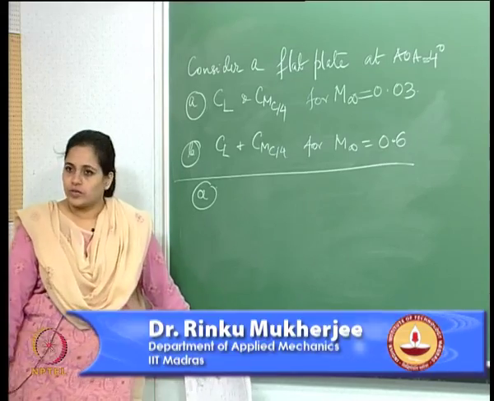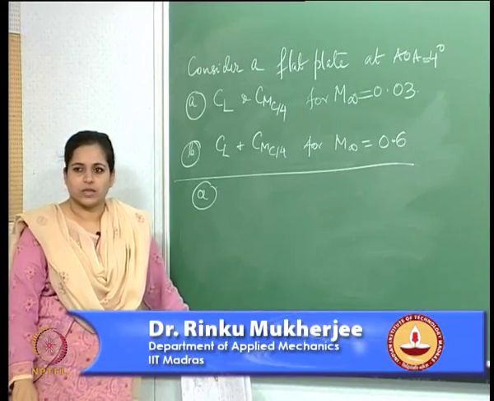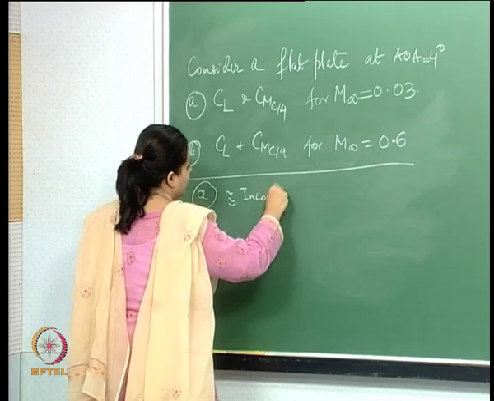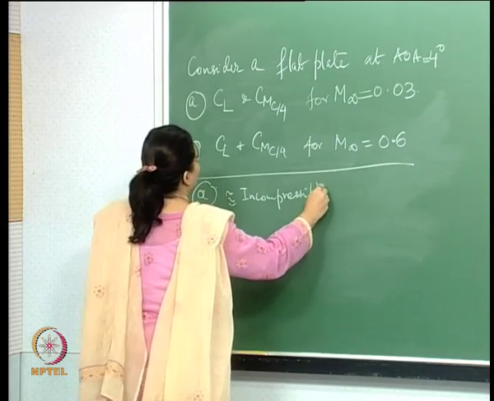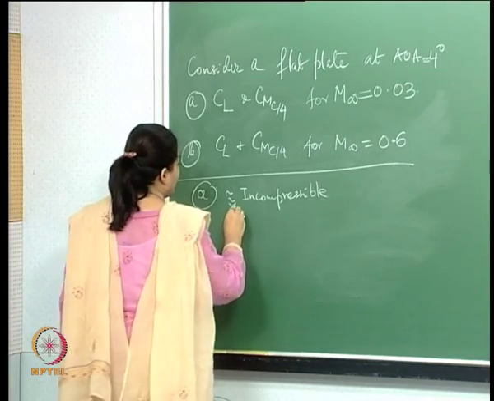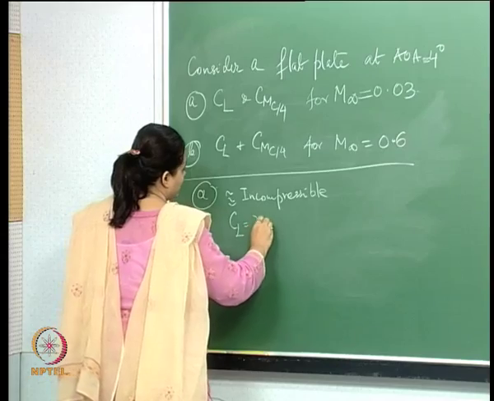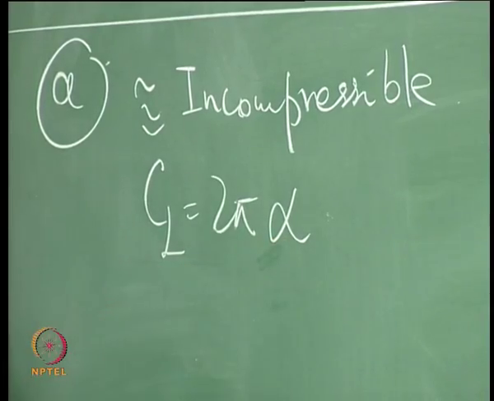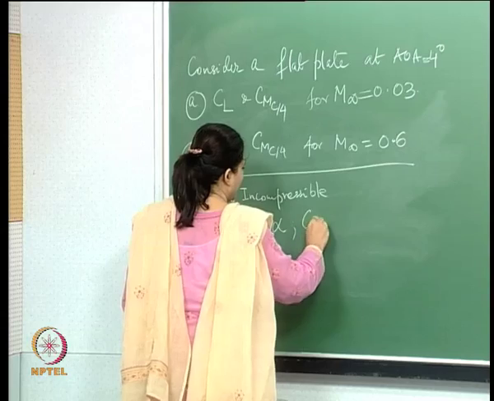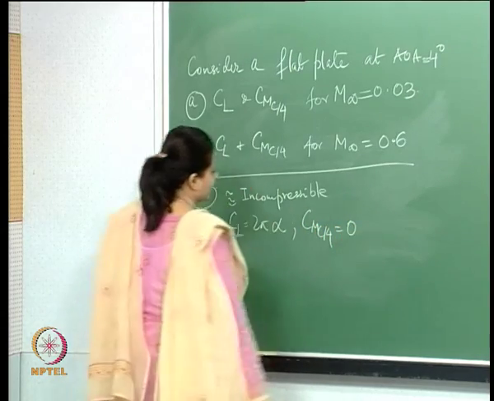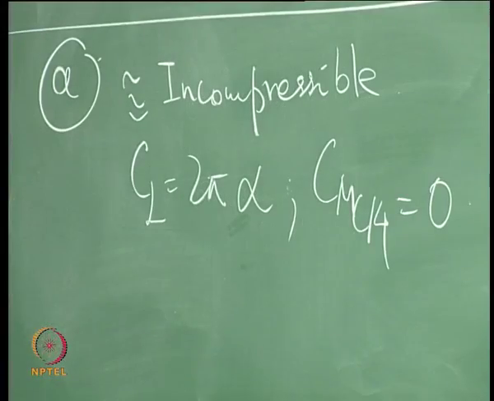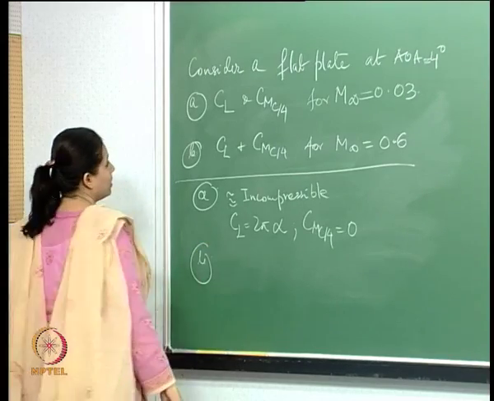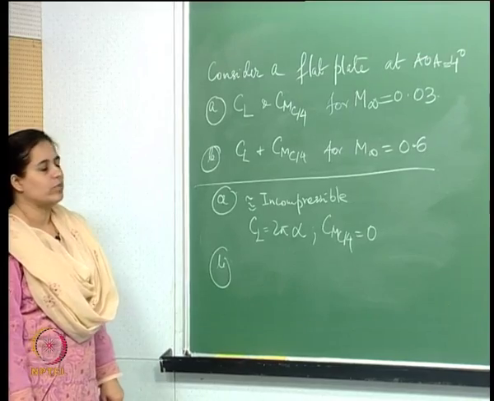Well, Mach number 0.03, we can regard that as incompressible. So, in this particular case, A, we can say this is incompressible. And then if that is so, your CL becomes 2 pi alpha, where alpha is your angle of attack. This is a ready-made solution, and for a flat plate the quarter chord moment is 0. If this is it, then we calculate the CL and CM for Mach number 0.6.